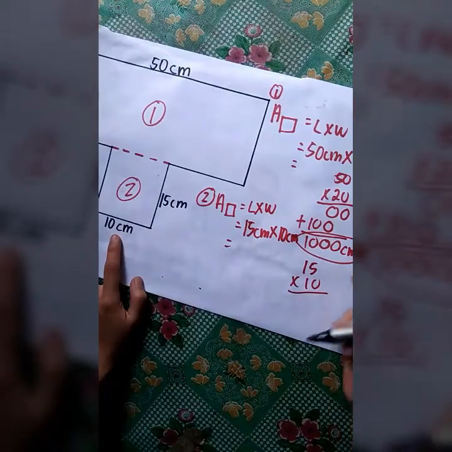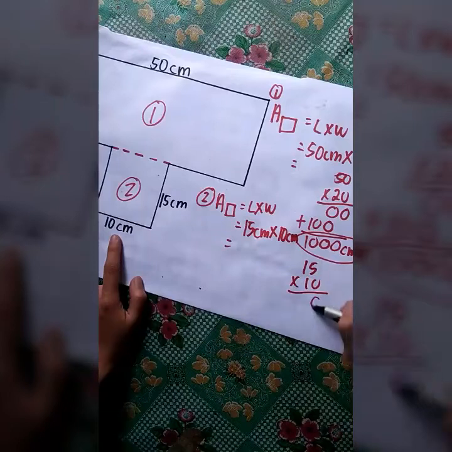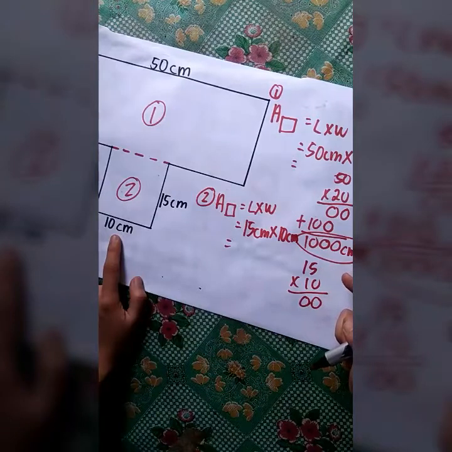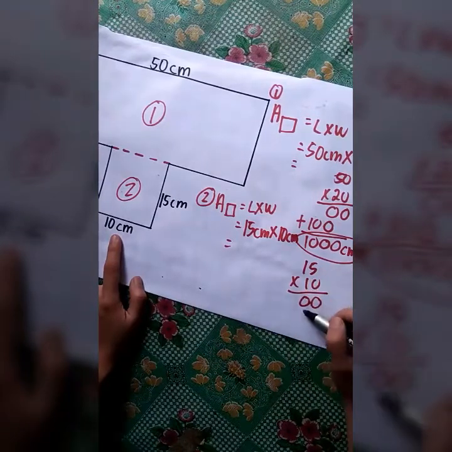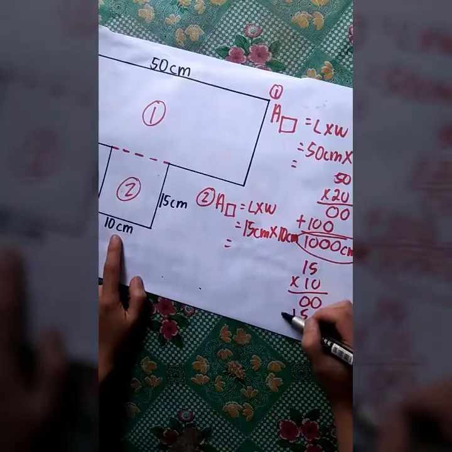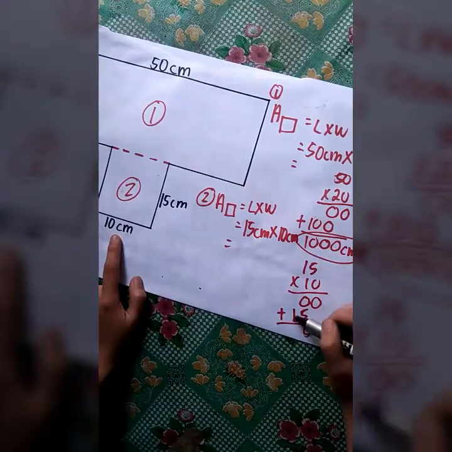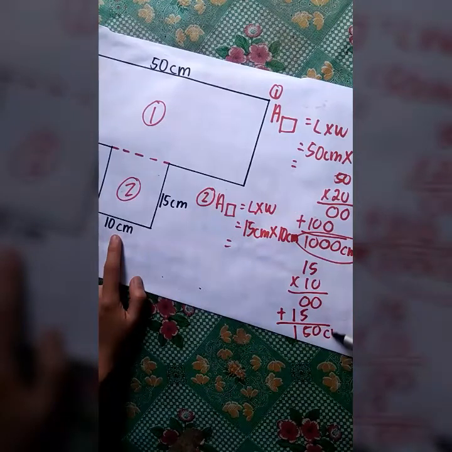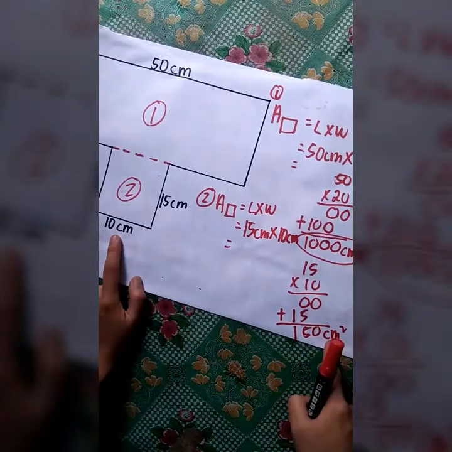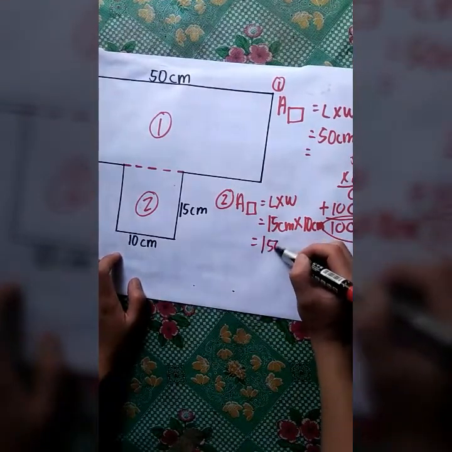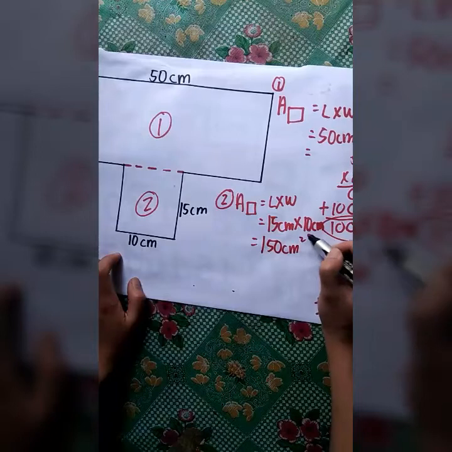15 times 10: any number multiplied to 0 is always 0. 0 times 5 is 0. 0 times 1 is 0. 1 times 5, any number multiplied to 1 is the number itself. 1 times 5 is 5. 1 times 1 is 1. Add: 0, 0 plus 5 is 5, and 1. Therefore, 15 times 10 is 150 centimeters squared.